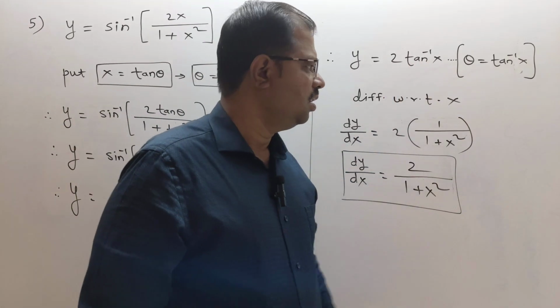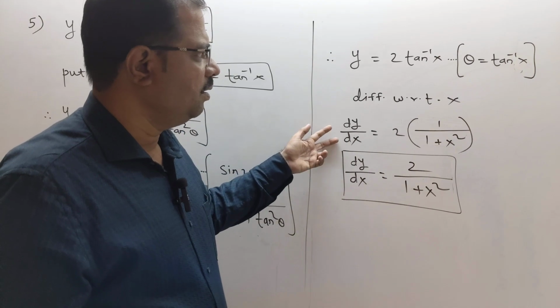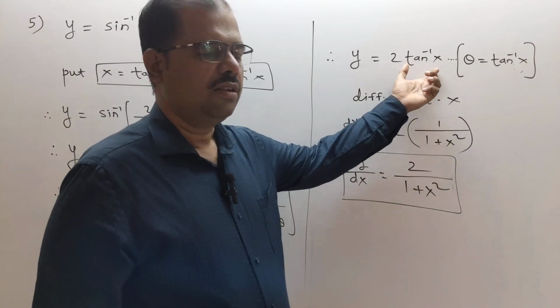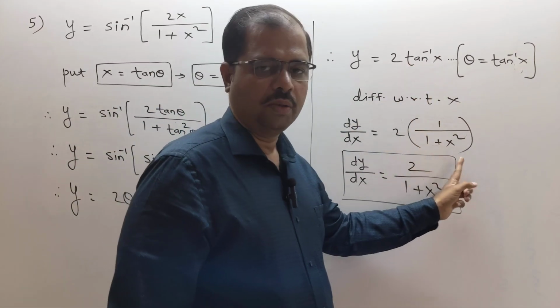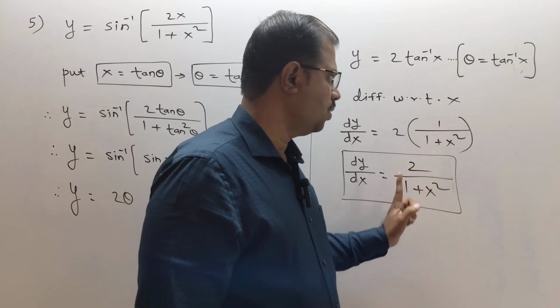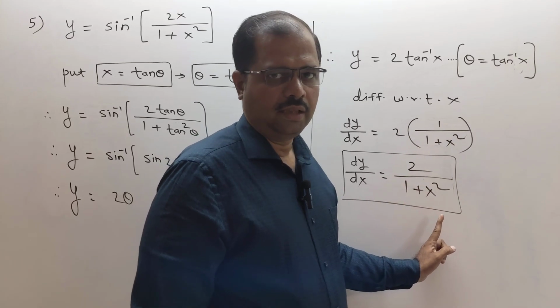Therefore, y is equal to 2 into what is theta? Tan inverse x. Differentiate with respect to x. dy by dx is 2 as it is, derivative of tan inverse of x is 1 upon 1 plus x square. 2 into 1, 2 upon 1 plus x square is the answer.